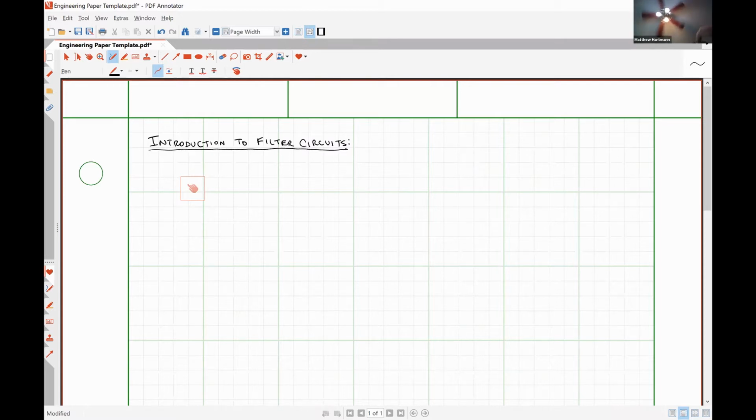Do you guys have any idea what it is that a filter circuit does? Let's start there. Take a stab at it. Does it filter out noise and like a sinusoid or something like that? That could be one application of the filter. Absolutely. It can really filter out whatever frequencies you want. Like you can have high pass or low pass filters.